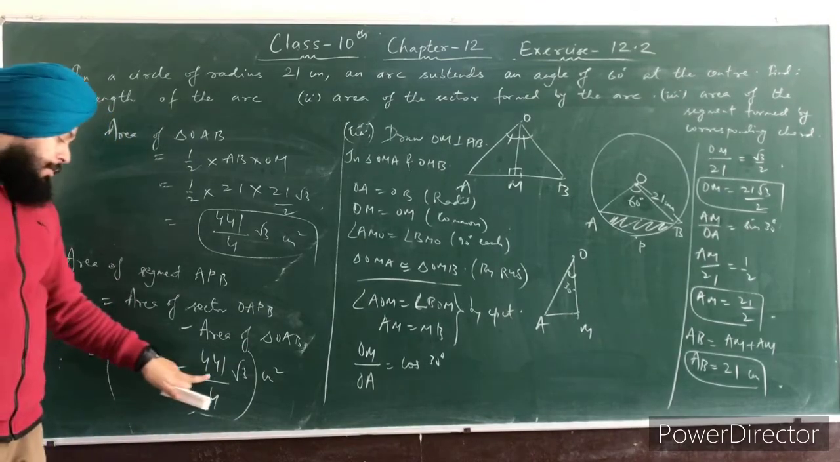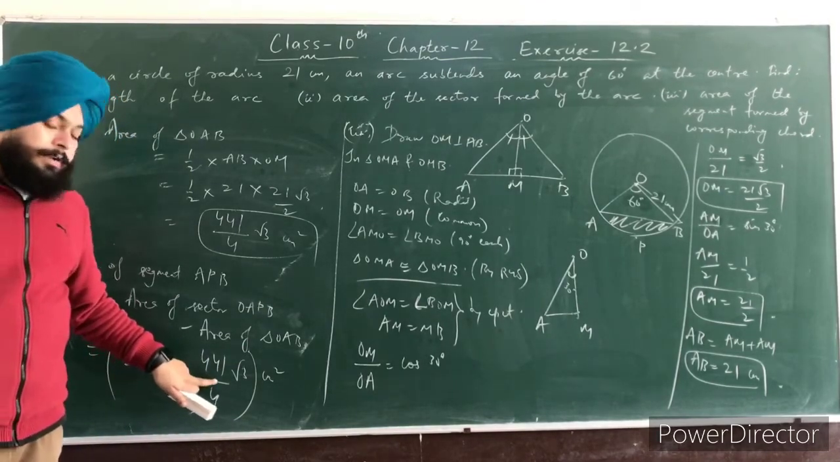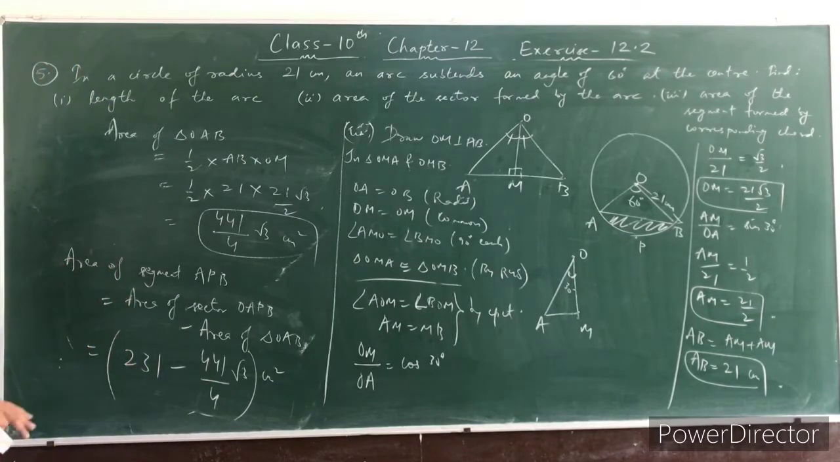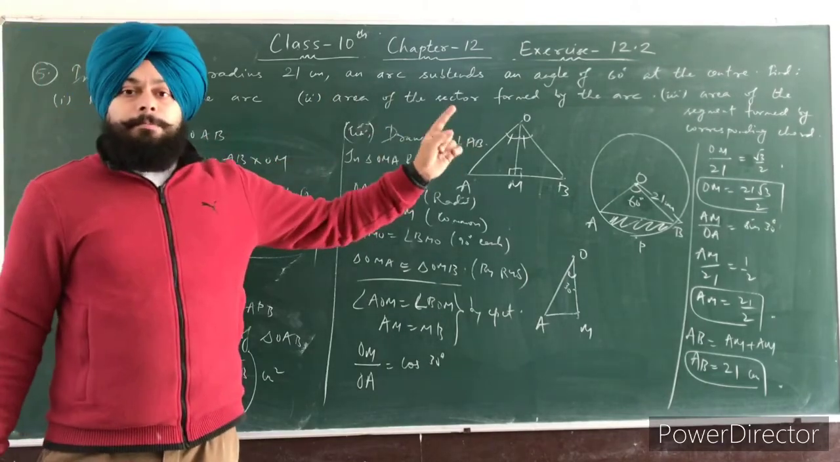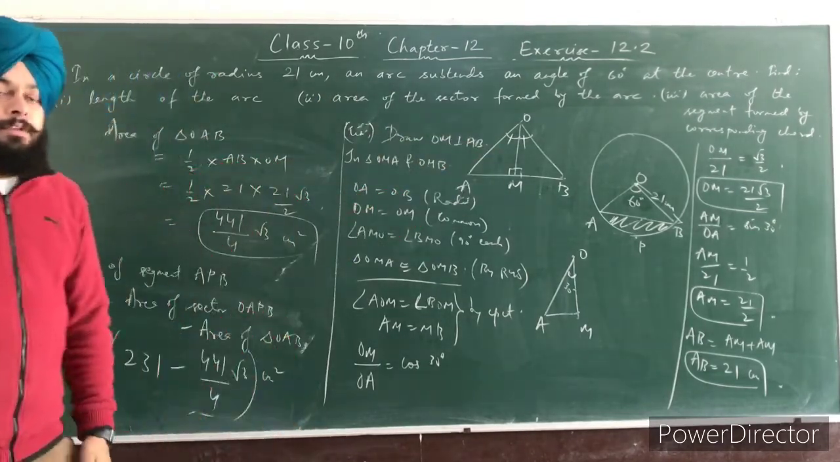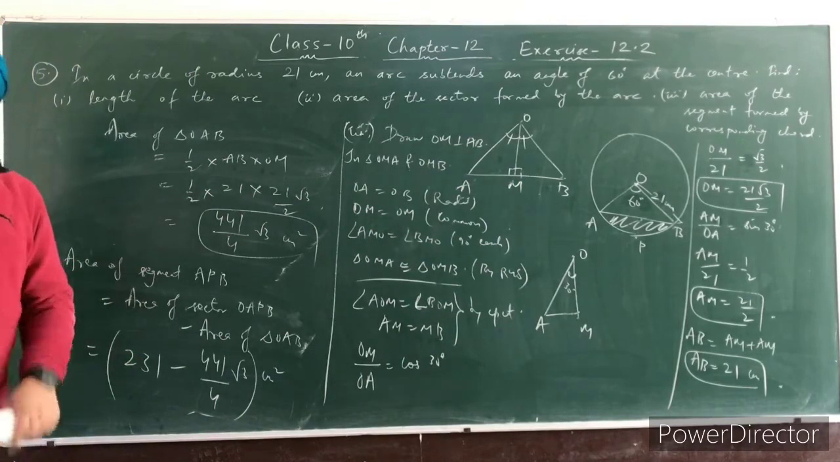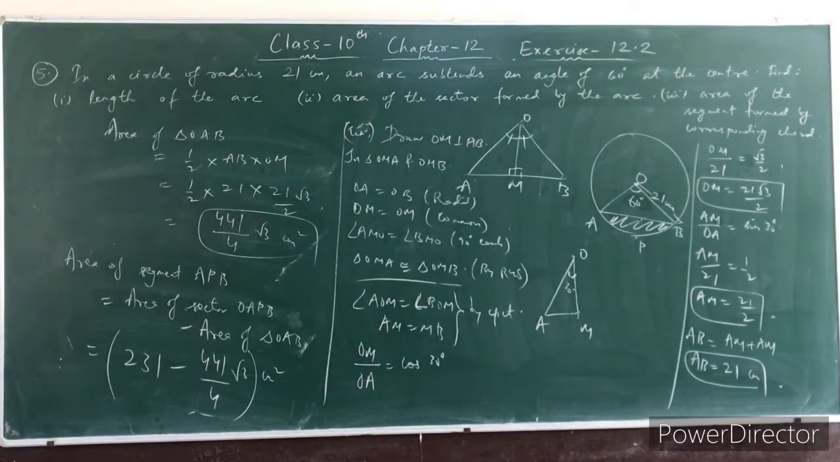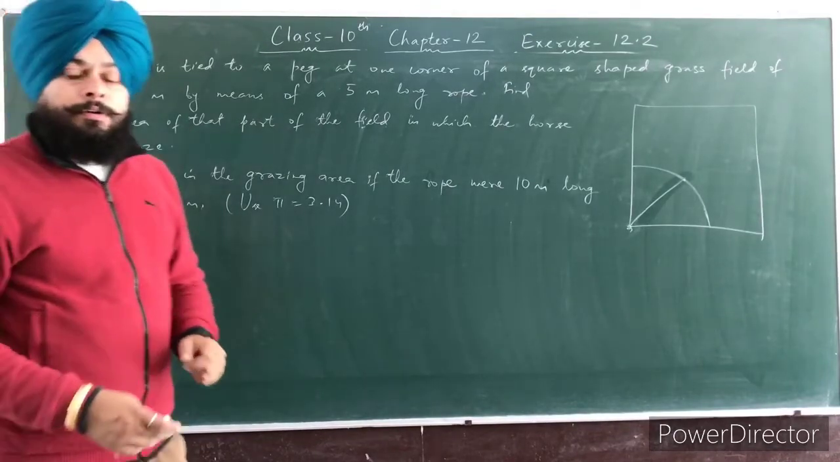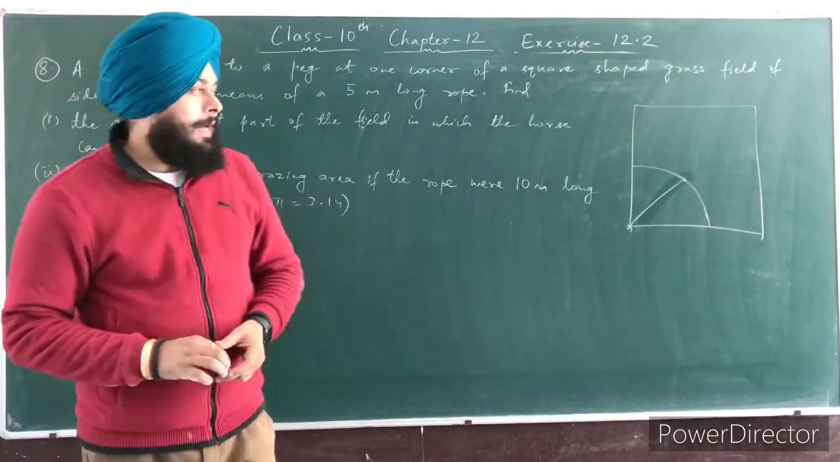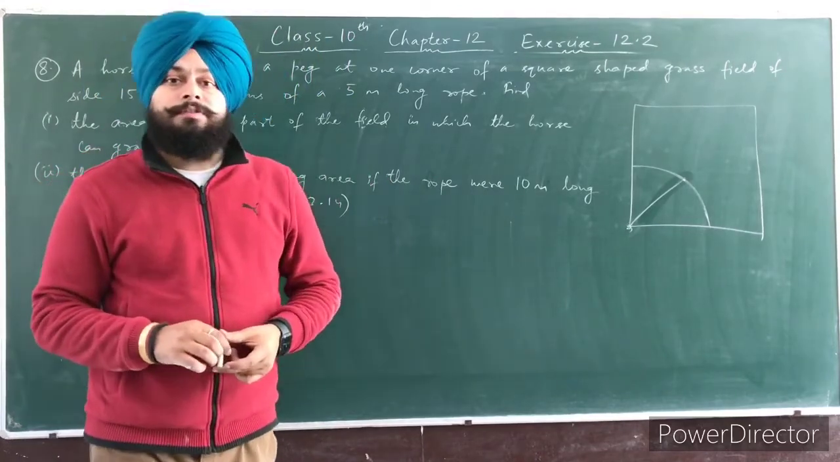Now you can take common from this 231 and 441. Alright, or you can make the answer here. So this is the area of the segment APB. Clear, students? So this is your question number 5. Next one, this is your question number 8. Question number 6 is your homework and question number 7 is deleted from your syllabus.